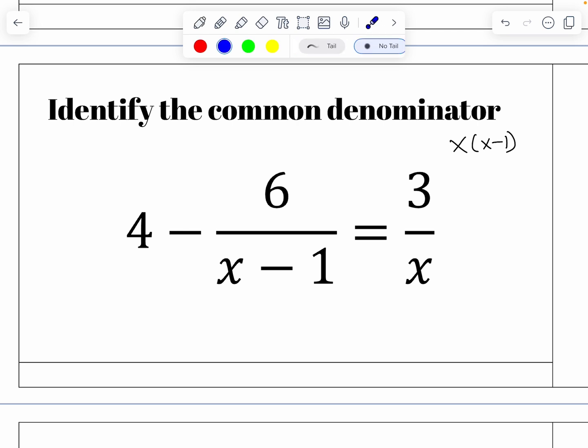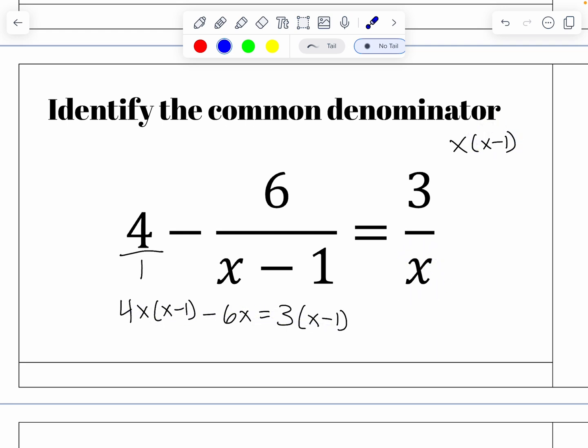Now, the thing that's a little tricky about this one, this is a whole number. Remember that whole numbers can be written as something over 1. So when I'm trying to get that 4 to have a common denominator of x times x minus 1, I have to multiply it by both of the pieces that I'm missing. So I have 4x times x minus 1 minus the 6 is missing the x. It has the x minus 1, which is great, but I don't have this x that I need. And I'm equal to 3 times x minus 1, because again, similar reasoning from the 6. I have the x, I need the x minus 1.